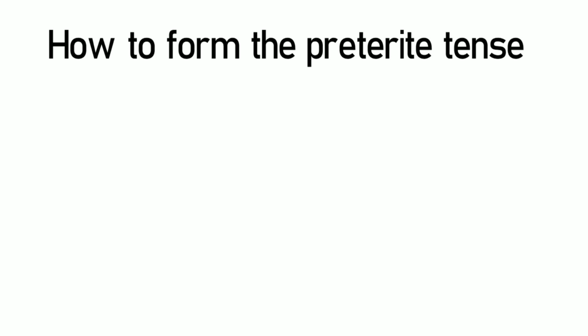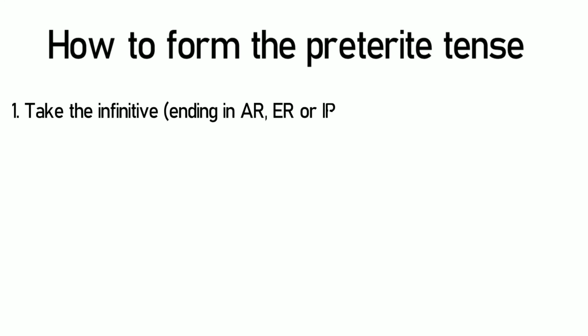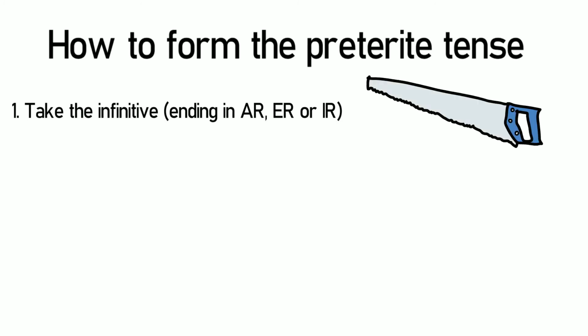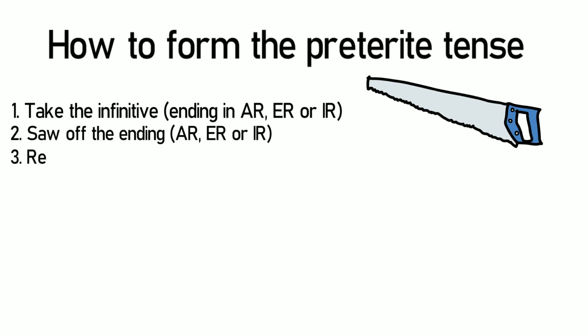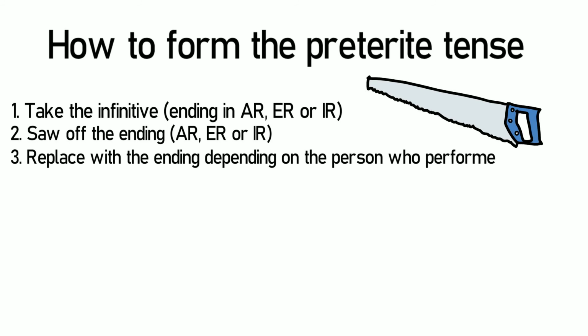So how do we form the preterite tense? We perform the same 3 steps that you would have seen in the present tense video. So number 1, take the infinitive, which ends in AR, ER or IR. Number 2, take out your saw and saw off the ending, so AR, ER or IR, and replace that with the correct ending depending on the person who performs the action.